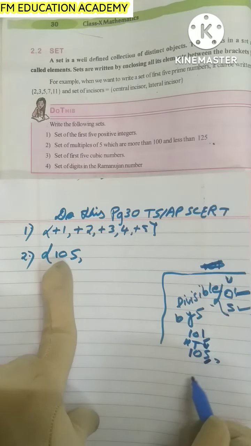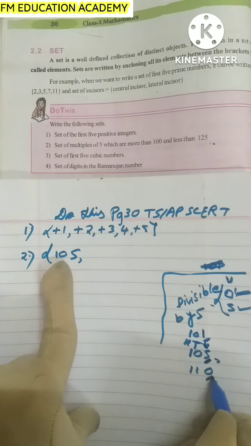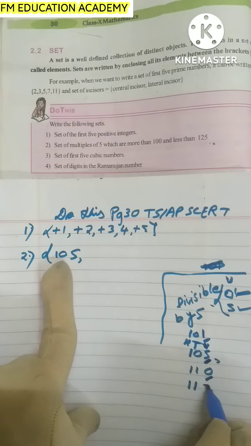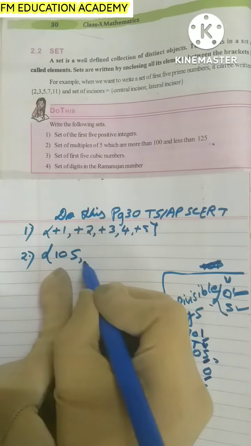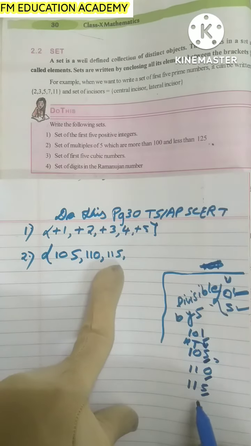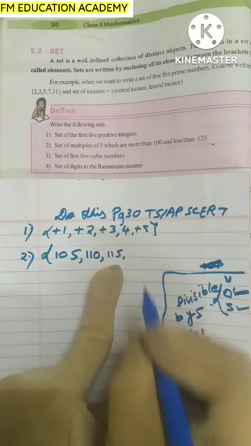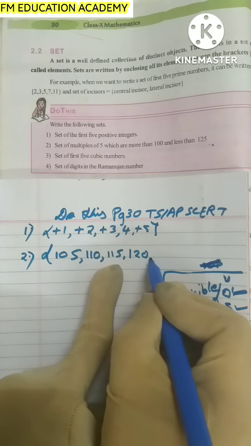Then after 105, 106 is not a multiple of 5 because 6 is in the units place, 107 is not there, 108 is not there, 109 is not there, but 110 is there because it has 0 in its units place. Similarly, add 5: 110 plus 5 is 115. 115 has 5 at its units place. So the second number is 110, the third number is 115. Then 116, 117, 118, 119 do not have 0 or 5 in the units place. 120 has 0 in its units place.